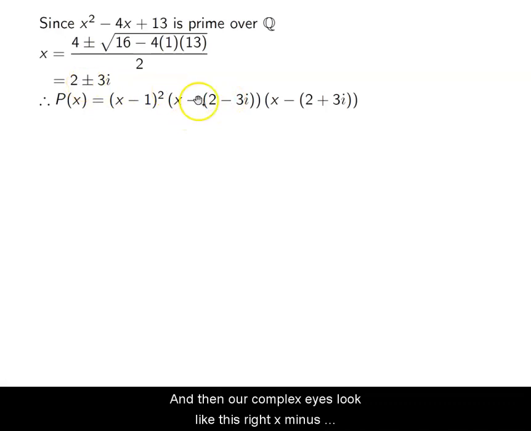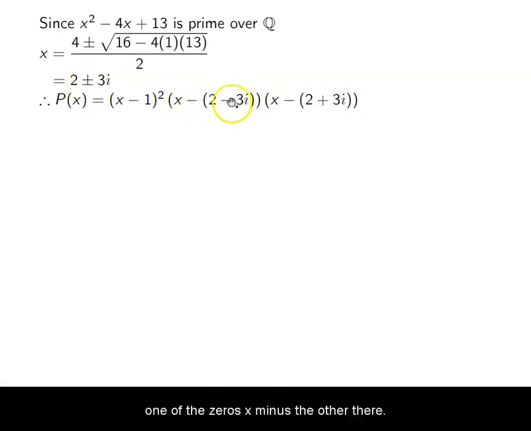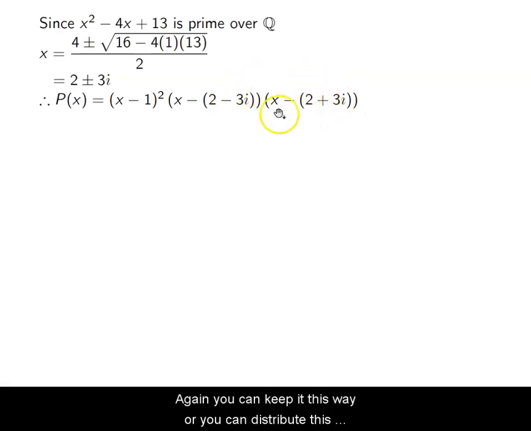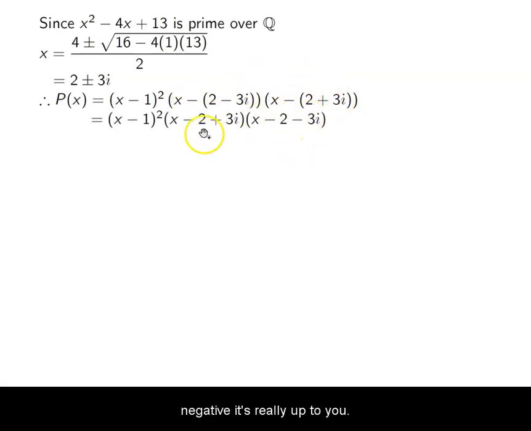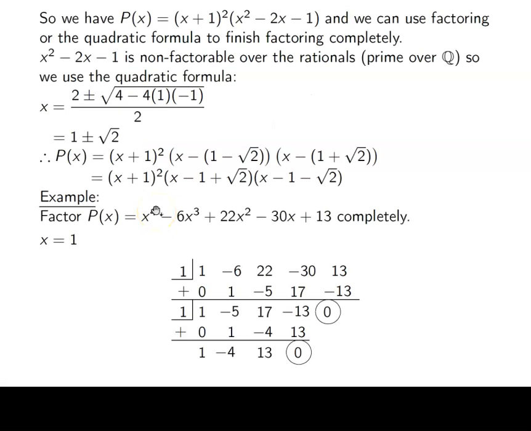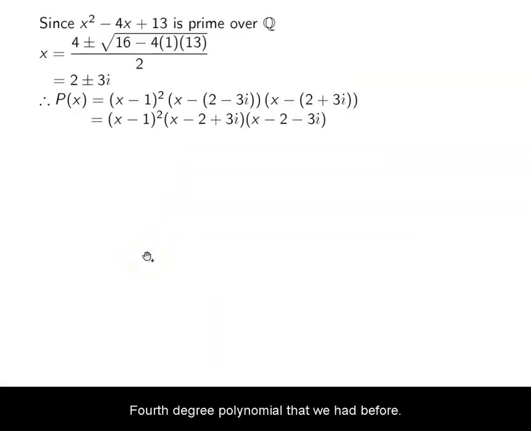And then our complex values look like this, right? X minus one of the zeros, X minus the other zero. Again, you can keep it this way or you can distribute this negative. It's really up to you, okay? And so that's our factored form of the fourth degree polynomial that we had before, okay?